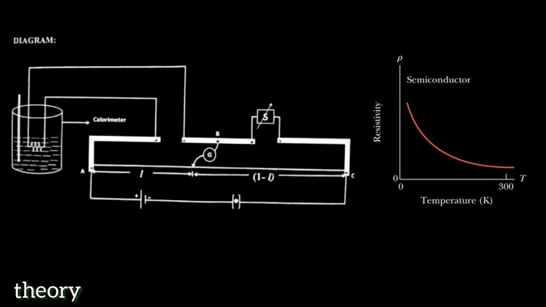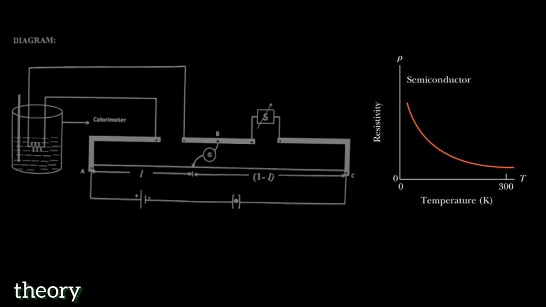This video will be discussing how to find the variation of the resistance of a thermistor or a semiconductor with change in temperature. So using this, we will then be determining the energy gap of the semiconductor.